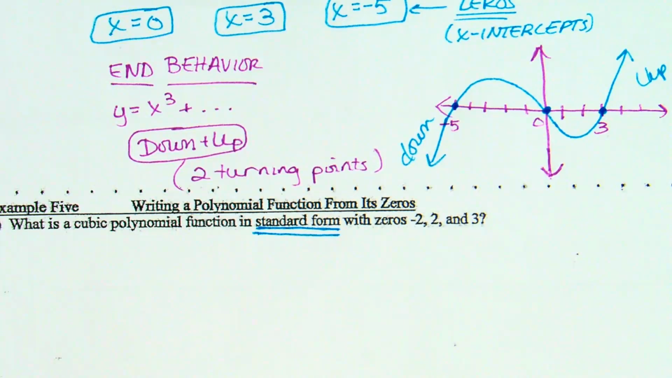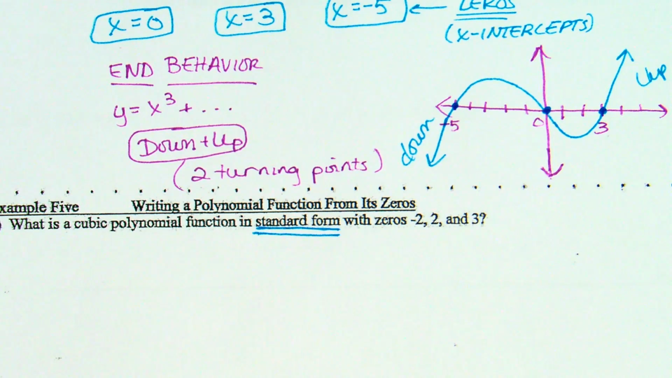Okay, so next section. You're being asked to write, in this particular problem, a cubic polynomial function in standard form with zeros -2, 2, and 3. So, first of all, standard form. Do you remember what standard form was? For quadratics, it's ax squared plus bx plus c. What's happening with your powers? They're starting high and decreasing in degrees, right? That's what standard form is.